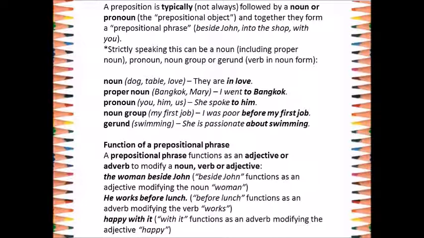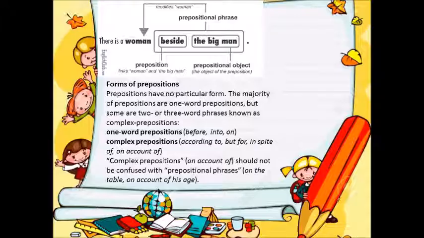Function of a prepositional phrase. The prepositional phrase functions as an adjective or adverb to modify a noun, verb or adjective. The woman beside John functions as an adjective, it modifies the noun. He works before lunch. There is a woman beside the big man. Prepositional phrase, same thing, I told already.